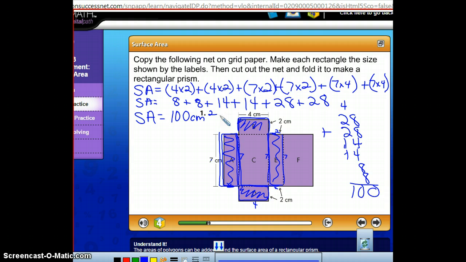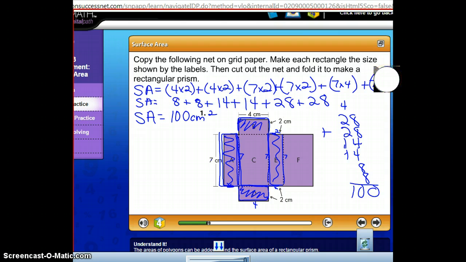Yes, Alex? I think you're making this a little complicated because you can take 7 times 4, you can do 2 times 7 times 4. You're right, that's what, yes, Alex. Alex is saying maybe we're making it a little complicated.